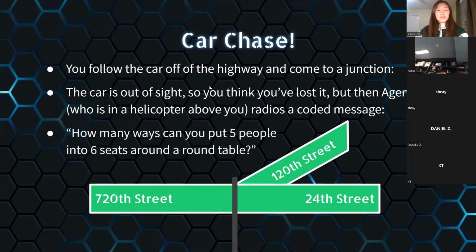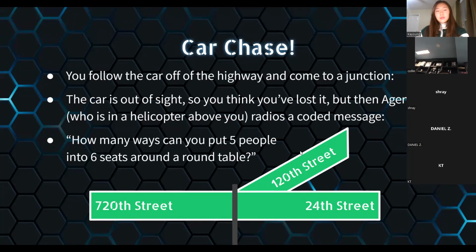How many ways can you put 5 people into 6 seats around a round table? Who? Somebody answer. Answer me. This one's a little bit tricky. 6? Think about the round table formula.